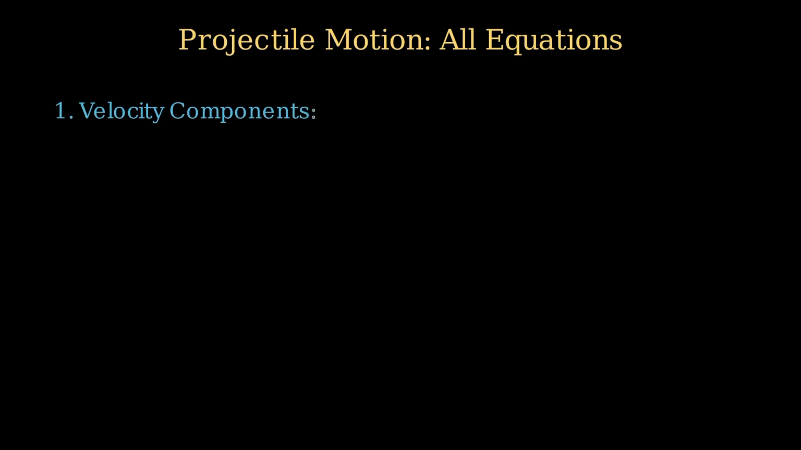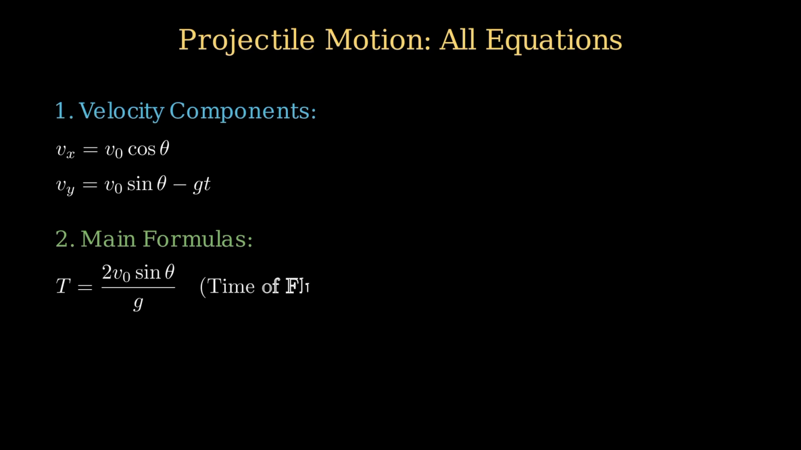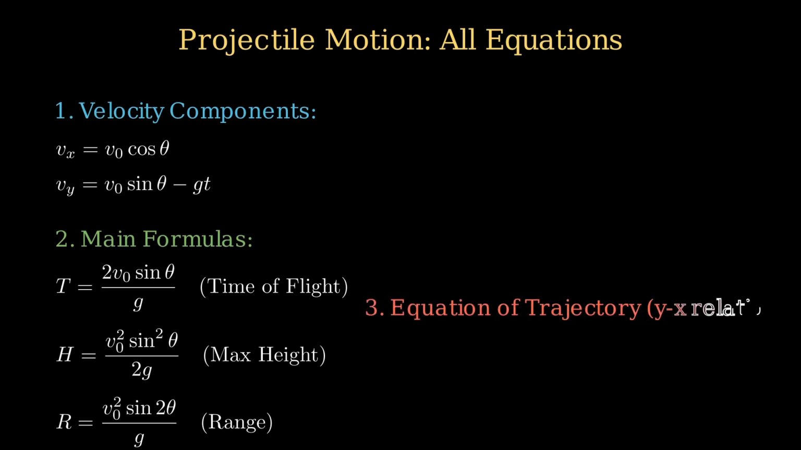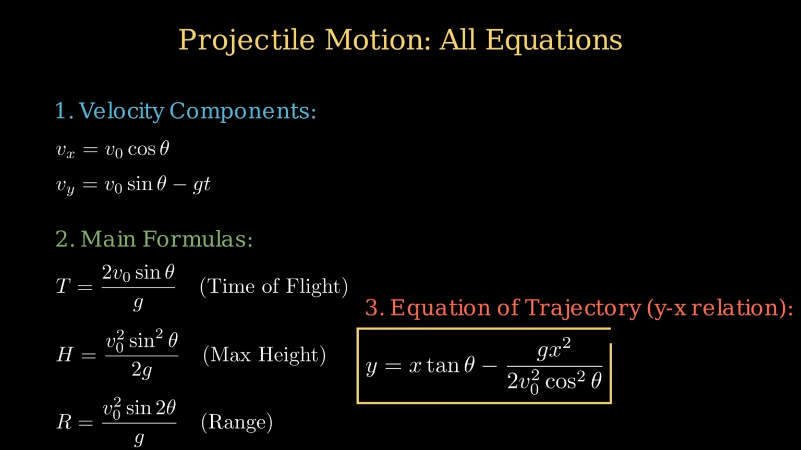Here is your absolute projectile motion cheat sheet. Step 1. Resolve your velocity components. Step 2. Apply the main formulas for total time, maximum height, and range. And finally, the trajectory equation links the y and x coordinates directly. Pause the video and take a screenshot.